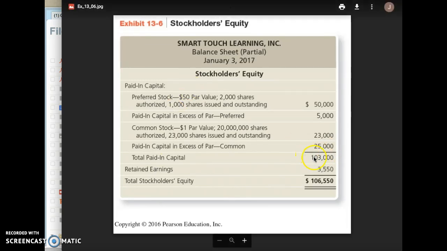So obviously, paid-in capital in this case represents about $103,000, and $3,550 comes from the actual operation of the firm over time. Total equity will be $106,550. So that's 1 and 2.